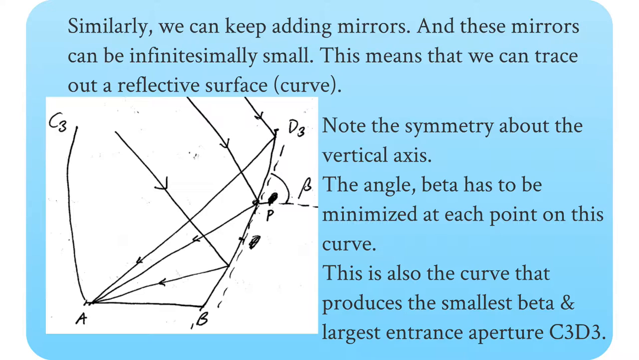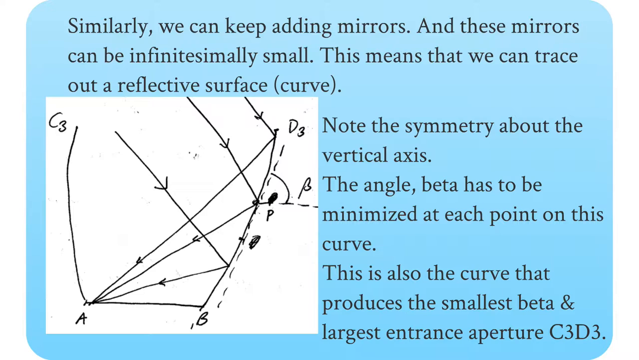By the way, this thing I select is arbitrary. I can make it arbitrarily small, right? If I make it small, the whole thing becomes a curve instead of being in segments. And that curve turns out to be a parabola. You can prove this. So you keep adding mirrors, going up and up. Assuming each of these mirrors is infinitesimally small, this becomes a curve, a reflective surface, and it turns out it's a parabola. Now, before we explain why it's a parabola, let's think about the symmetry.